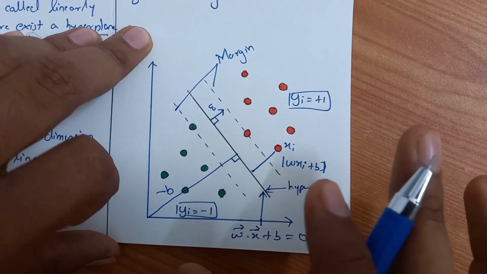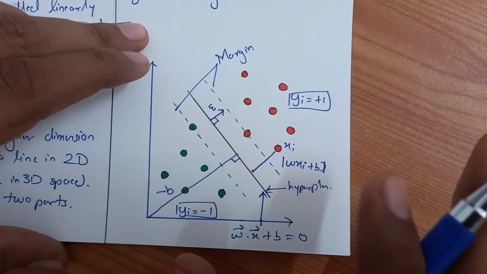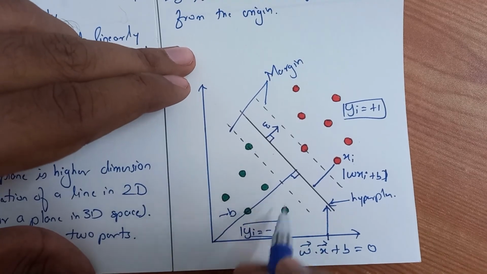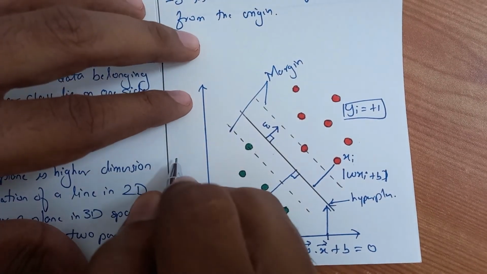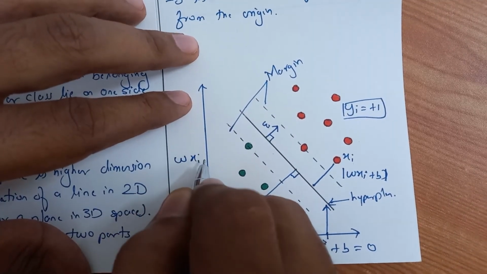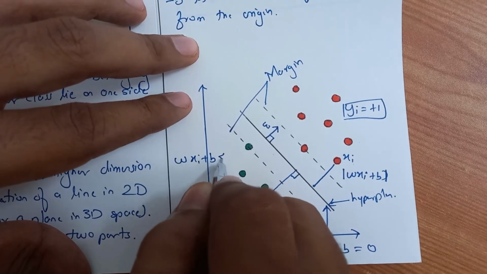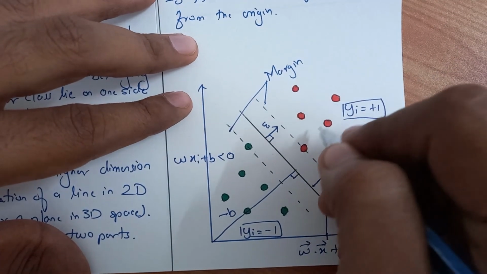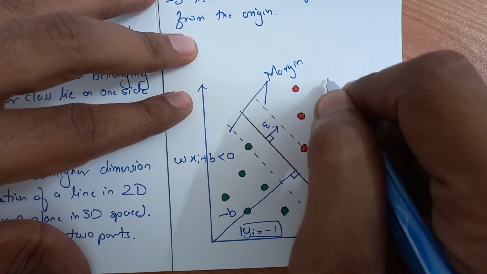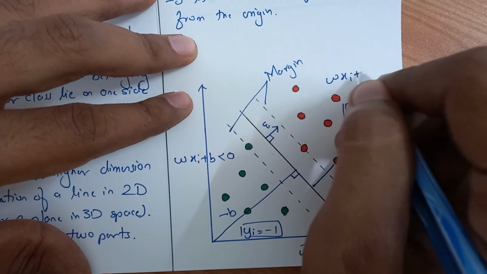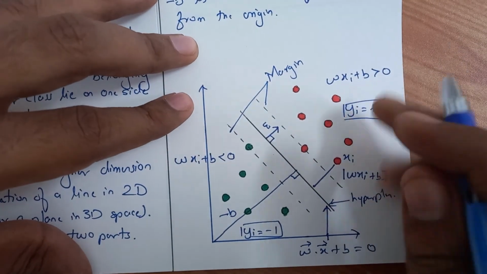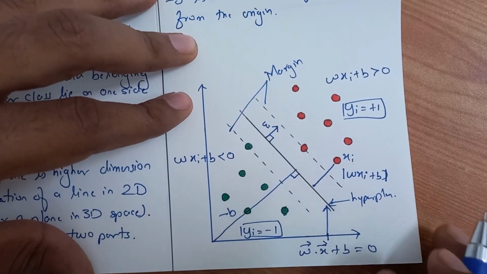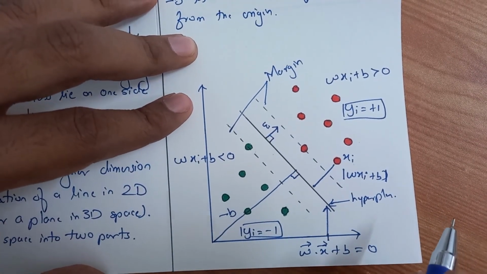So I guess this is simpler and clear for everyone. Even I can write here, for all the green points, if I calculate the distance for them, Wixi plus B, it will be less than 0. And if I calculate the distance for all the red points here using the formula Wixi plus B, it will be greater than 0. So the greater than 0 part is here, the less than 0 part is here, and the equal to 0 part is on the line. And this is what we have to come up with as the equation.